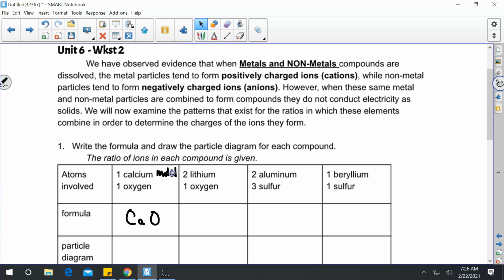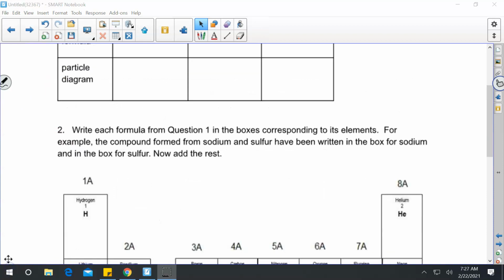They just want you to draw those out. So make sure the metal is first and the non-metal is written second. That is the correct way to write these formulas. And you should be able to tell what's a metal and a non-metal by using your periodic table. So for part 2 of the table, you need to write the formula for each question in question 1.